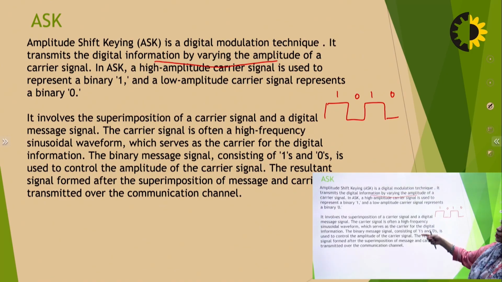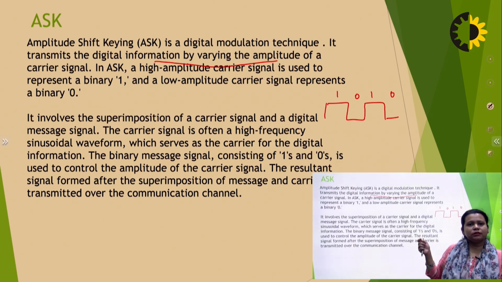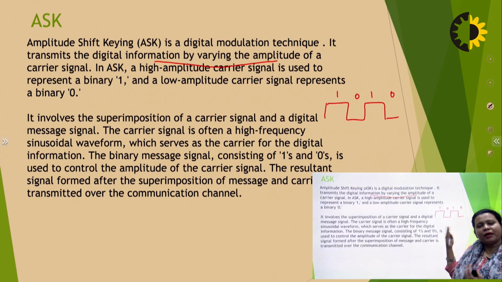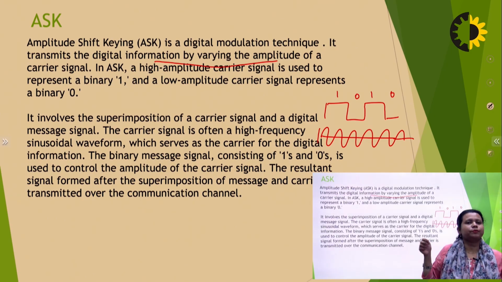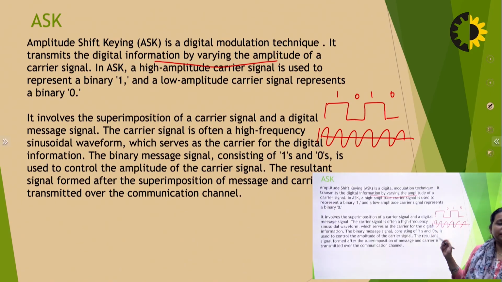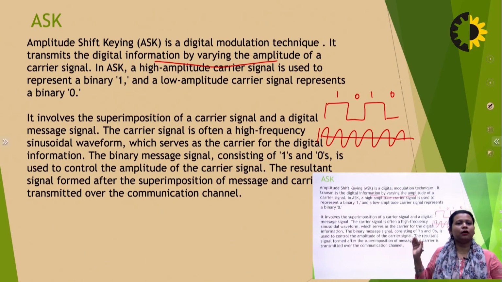In modulation techniques, what we are basically doing is changing the carrier signal according to our message signal. The carrier signal is a high frequency signal, and it is analog in form. It is like this, a high frequency signal, and it changes with respect to the message signal. The message signal, as we all know, is a digital signal.